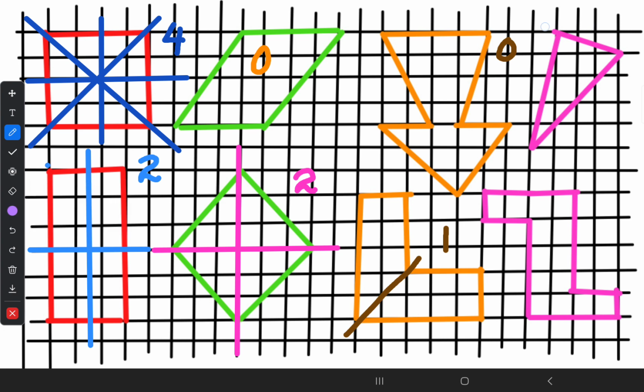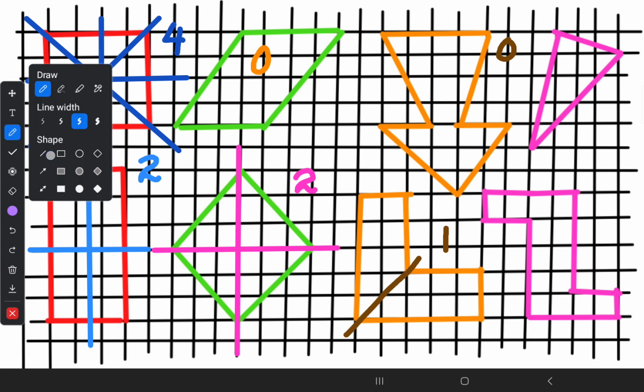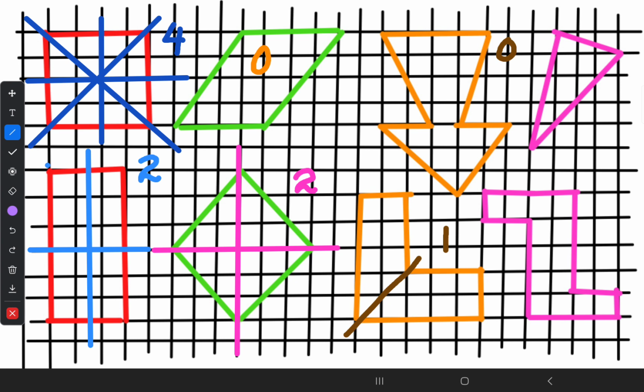Thereafter, here we have an isosceles triangle. In an isosceles triangle, we will have only one line of symmetry. We can have only one line of symmetry through this. This is an isosceles triangle, not just an acute triangle. Just write this as an isosceles triangle, so it will have only one line of symmetry.